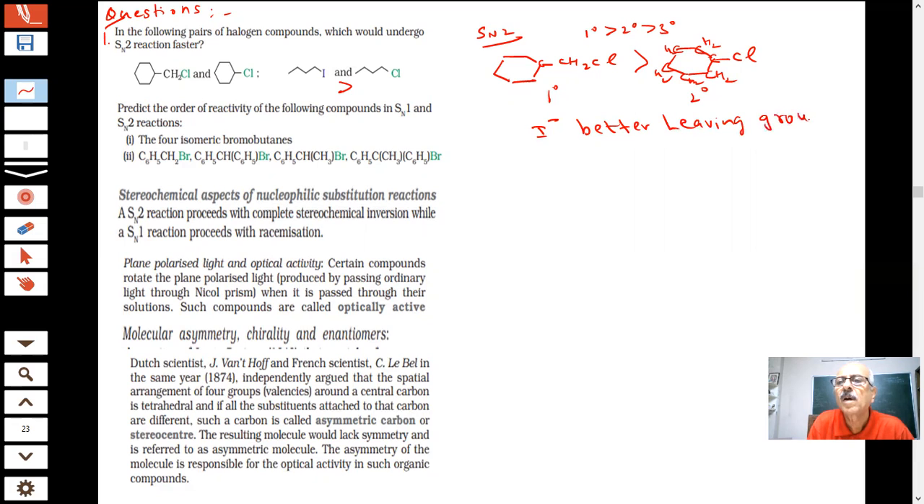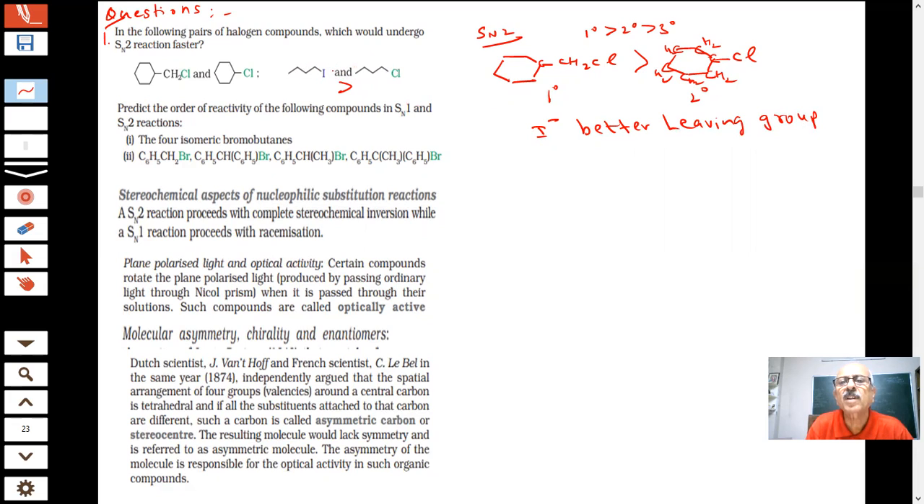Wait two minutes. Which is the better leaving group? The R is the same in both, only the halogen differs, Cl. I will give the reaction. I is a better leaving group than Cl.